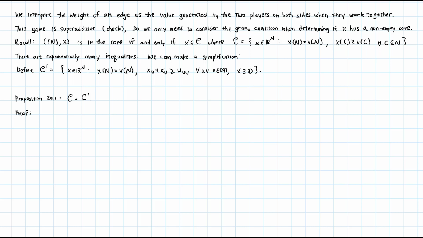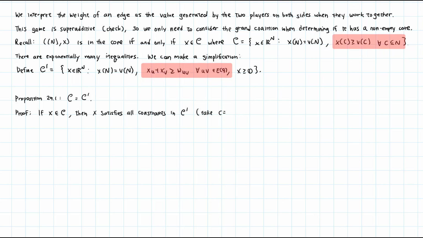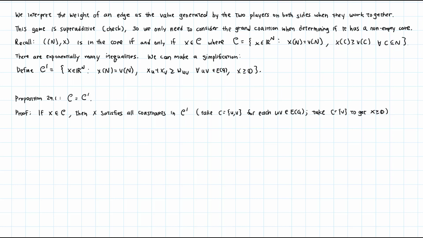So here is our proof. If x is in script C, then x satisfies all the constraints in script C prime. We can take C equals to uv for each edge uv to get the inequality xu plus xv is at least wuv. And we can take C to be a single vertex to get x is at least 0. So script C is a subset of script C prime. Conversely, let x be in script C prime. Then x of N is equal to v of N. So the first constraint is satisfied.